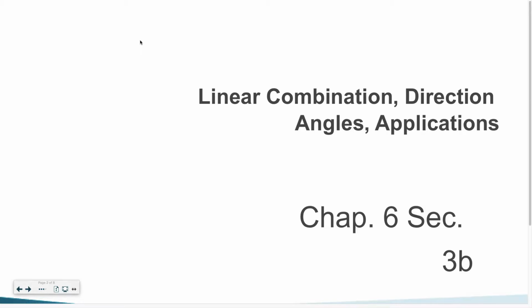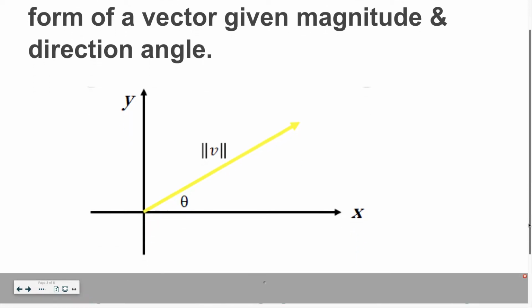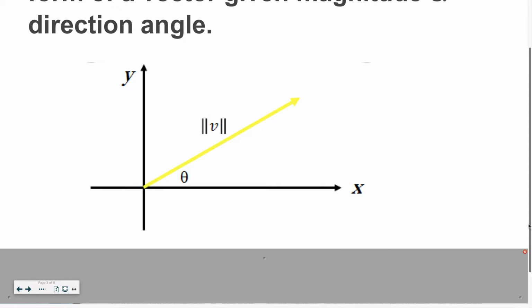Okay, so we're going to work backwards today, and we're going to get into some applications. Some of you might see some overlap from what you've done in physics, if you are in physics. So let's think about our vector. Here's our vector v. Let's say that you know the direction angle and you know the magnitude.